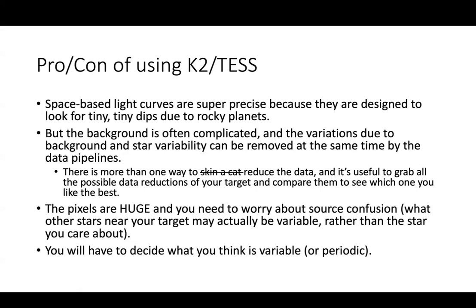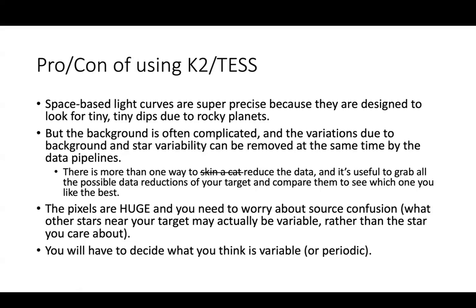And the different pipelines have different strengths and weaknesses. So if you're looking for stellar variability, it's super useful to grab all the possible data reductions of your target. There's going to be at least two, usually somewhere between 2 and 5 different data reductions for each target. It's really useful to grab all of them and compare them, because they handle the background in wildly different ways, and you might really like one over the other. It's often not consistently the case that one data reduction is always the best; it depends on what the background is in any one location.